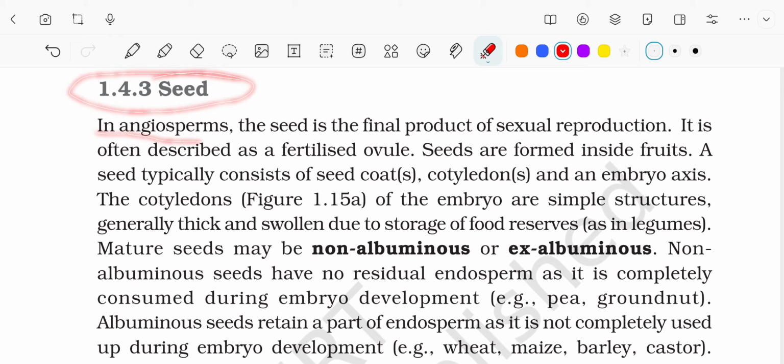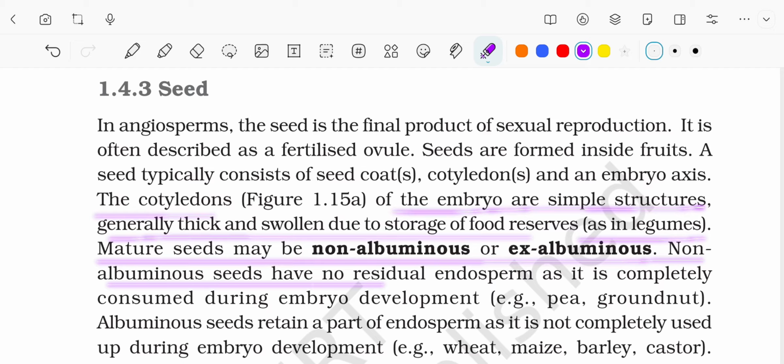Seed. In angiosperms, the seed is the final product of sexual reproduction. It is often described as a fertilized ovule. Seeds are formed inside fruits. A seed typically consists of seed coat, cotyledon, and an embryonal axis. The cotyledons of the embryo are simple structures, generally thick and swollen due to storage of food reserves as in legumes. Mature seeds may be non-albuminous or albuminous.